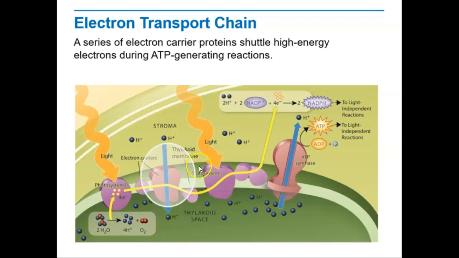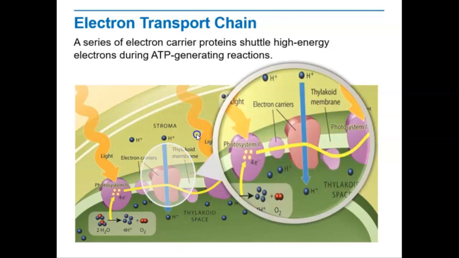And all of this is just preparation. You'll see in a minute here. So here we see it's pumping against the gradient, right? Because there's less hydrogen ions on the outside or in the stroma than there are inside the thylakoid space. All right, and then those electrons move on to photosystem 1.